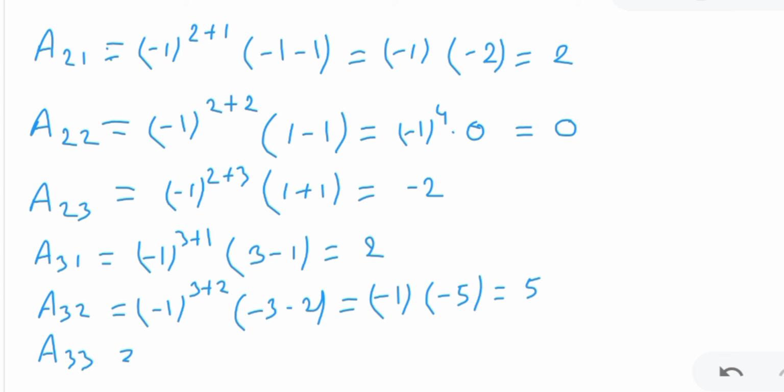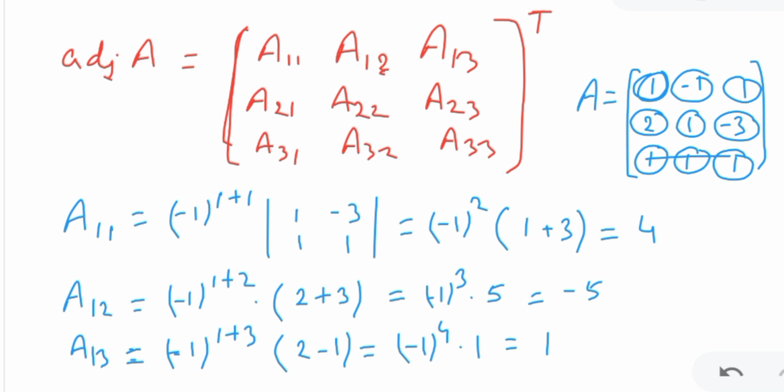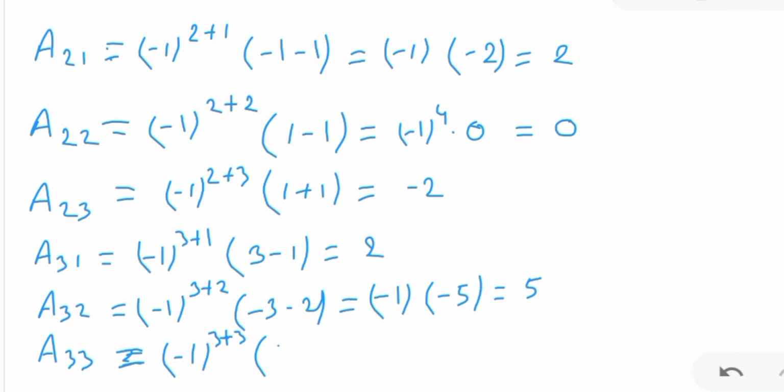Okay, and the last one we will find. So minus 1 to the power 3 plus 3, I plus j, I is 3, j is also 3. So for this element, the corresponding row and column will go. Then 1 into 1 is 1, minus plus 2, 1 plus 2. So minus 1 to the power 3 plus 3, 6, an even power, is 1. 1 into 1 plus 2 is 3. So 1 into 3 is 3. Correct? So in this way, we got each element.